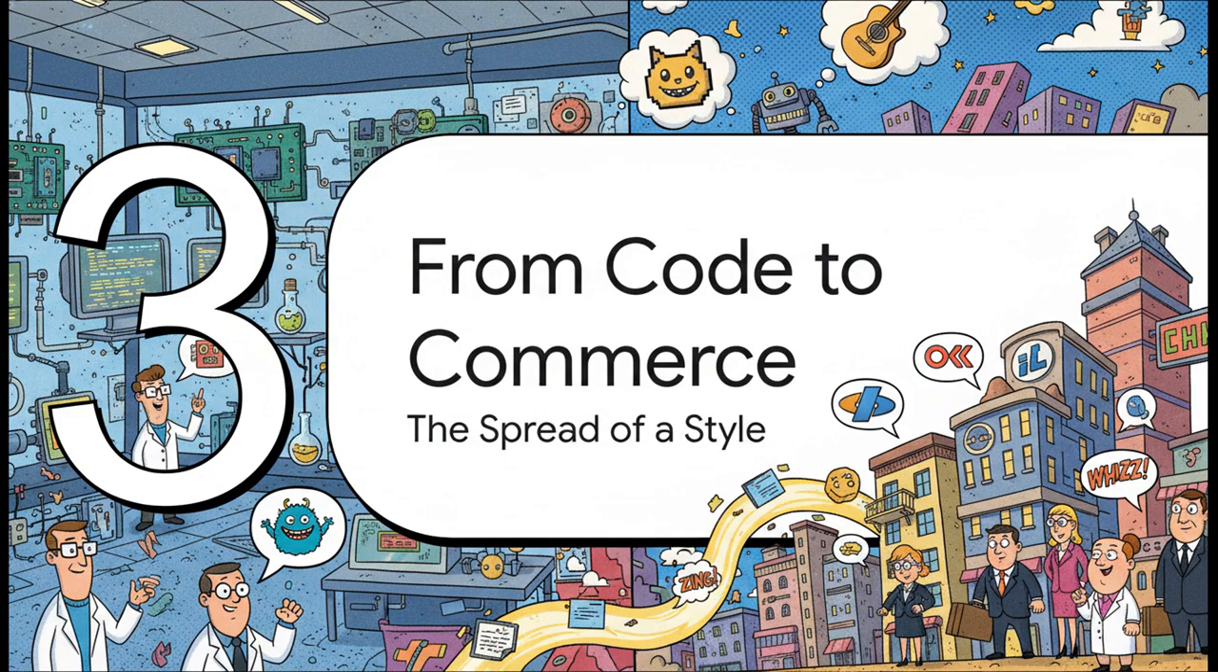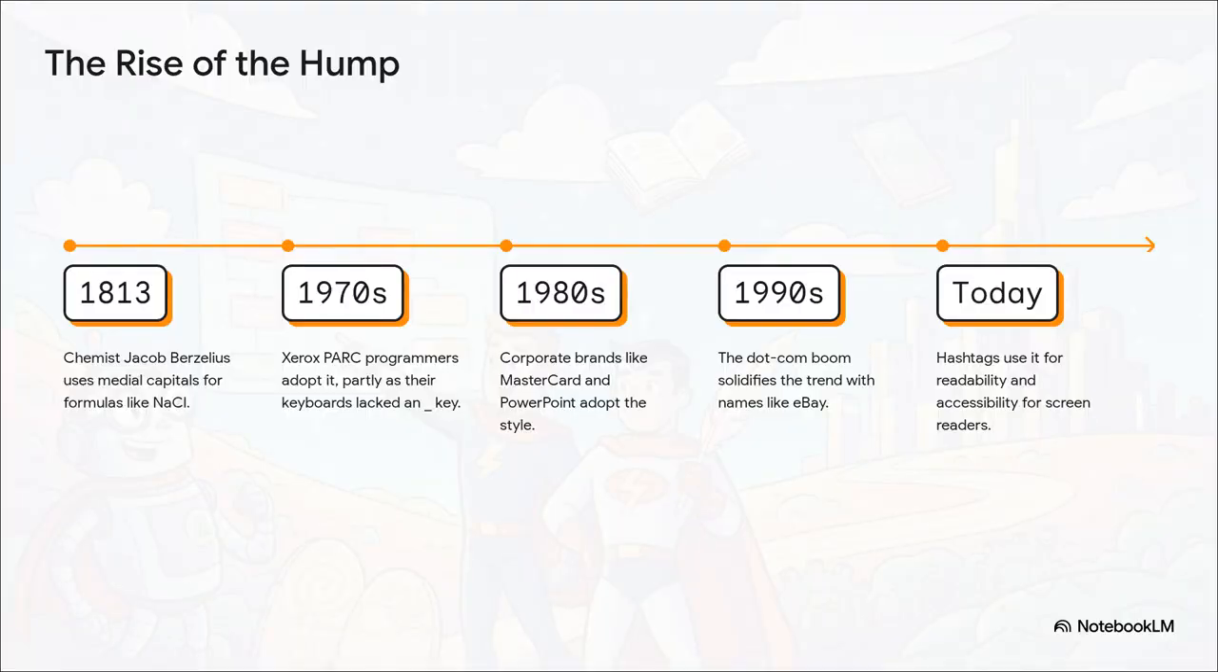But how in the world did this quirky coding style escape from the lab and show up in business and pop culture? Believe it or not, the basic idea is super old. You can see a version of it way back in 1813 with chemical formulas like NaCl, but its life in technology really kicked off in the 1970s. Programmers at the legendary Xerox PARC started using it, partly because, and this is a great detail, their keyboards didn't have an underscore key.